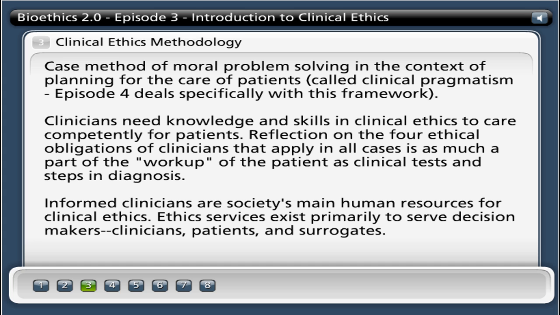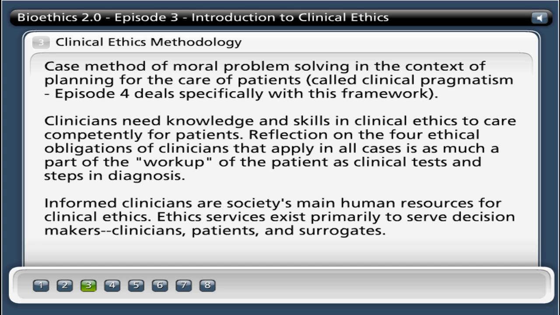Clinicians need knowledge and skills in clinical ethics to care competently for patients. It should be part of their basic skills in learning in medical and nursing school, and reflection on the four ethical obligations that apply in all cases should be as much a part of the workup of the patient as any other clinical test or step in the diagnostic process.